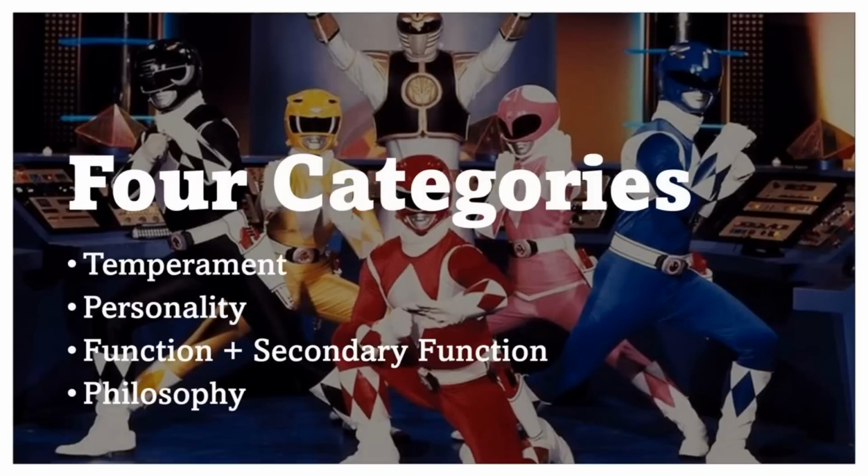And there are different ways of categorizing the functions, roles, and personalities of the various members of the team. So there are four categories. We have temperament, we have personality, we have function, and also secondary functions, which I'll get to. So it's like 4.5 or 5 if you want. And then we have the basic philosophy of the characters. You can have a four temperament ensemble, a four philosophy ensemble, and you pick the various functions and roles around it.